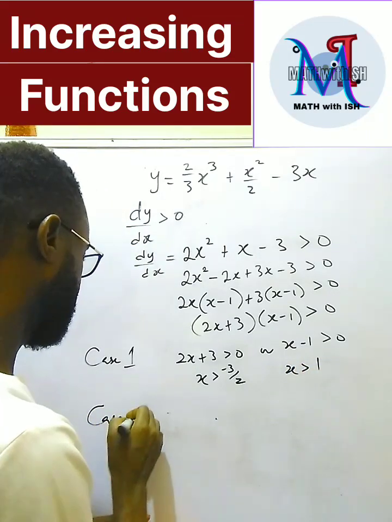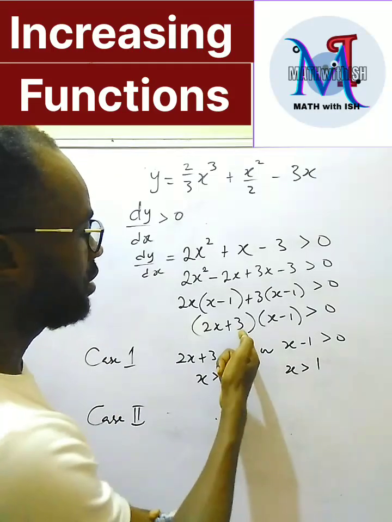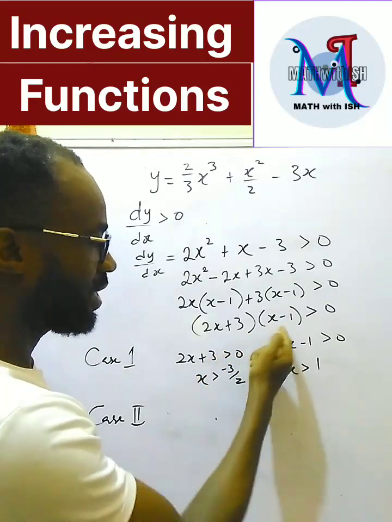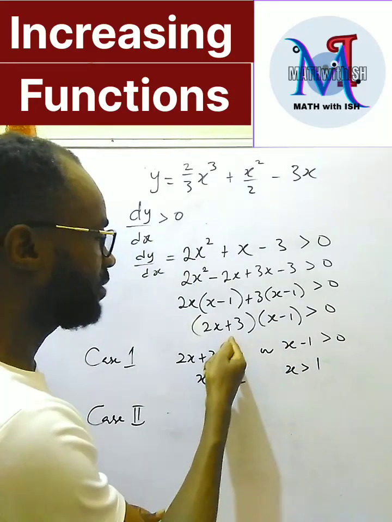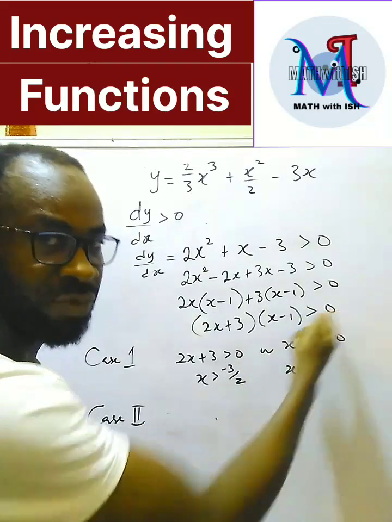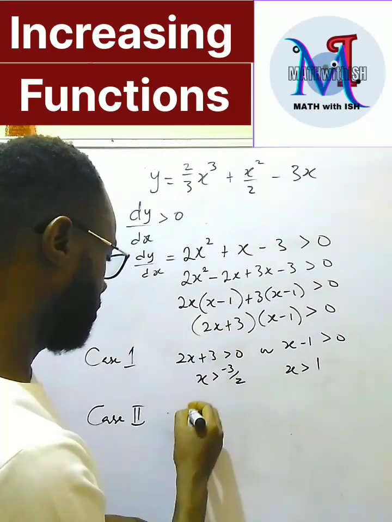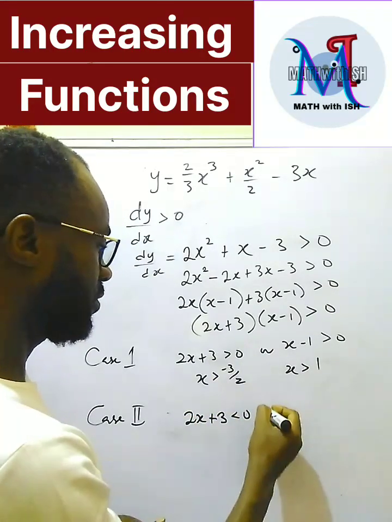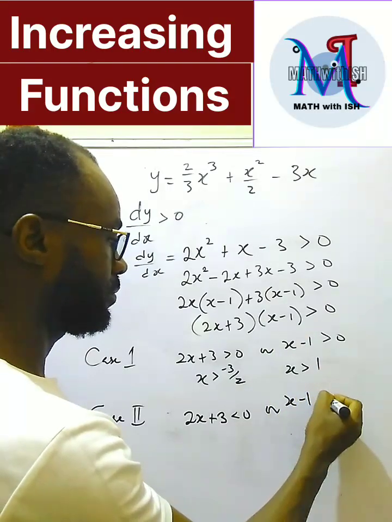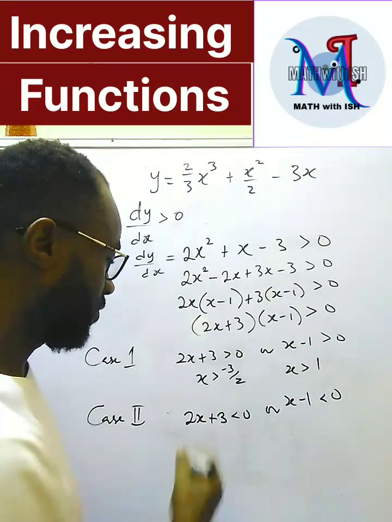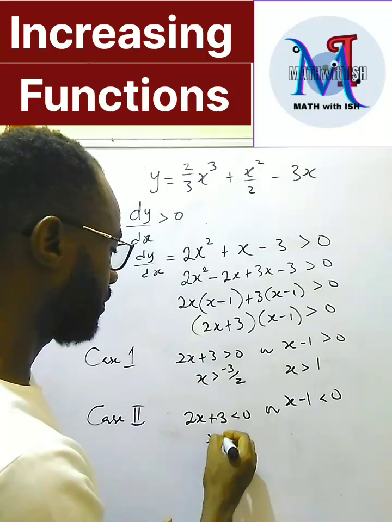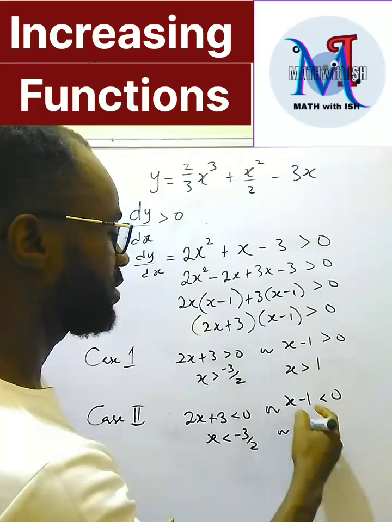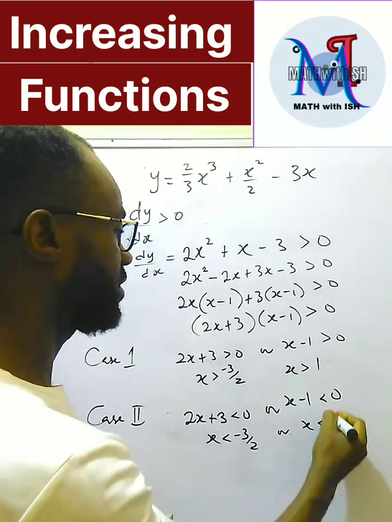Now our second case, case 2: if 2 terms multiply themselves and is greater than 0, it's either that those 2 numbers are less than 0. Okay, because a negative number times a negative number will always give you a positive number, which is a number greater than 0. So our case 2 could be that 2x plus 3 is less than 0, and x minus 1 is less than 0. From case 2 as well, we are going to have x is less than minus 3 over 2, and x is less than 1.